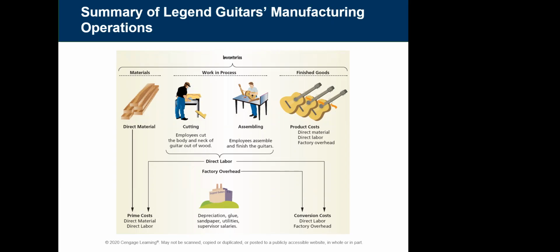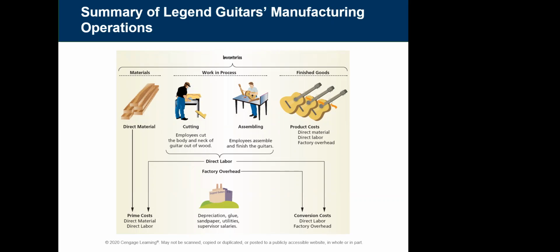We know that factory overhead are all those things we can't exactly figure out what the cost of is going to any one item. That would include things like depreciation on the factory, supplies like glue and sandpaper, utilities, supervisory salaries. That's what factory overhead is.